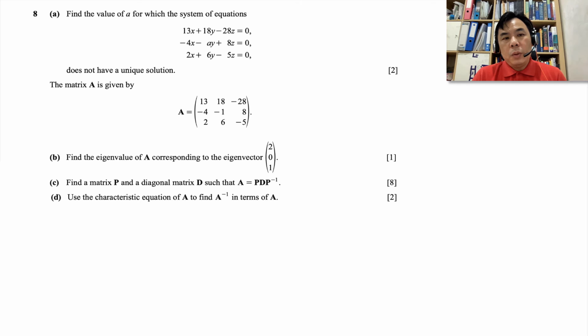And then the second part, we have a matrix A given as such. We need to find the eigenvalue of A corresponding to the eigenvector given as such. There's just one mark. And then C, find the matrix P and a diagonal matrix D such that A is given as such. And then finally, we're going to use the characteristic equation of A to find the inverse in terms of A here. All right, now I'm going to break this down into bite-sized sections for us to work with. All right, so I'm going to pause for a while.